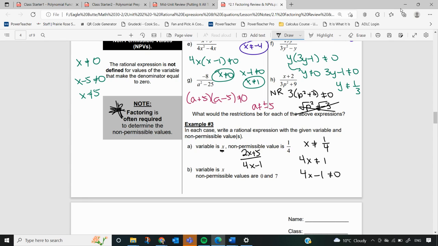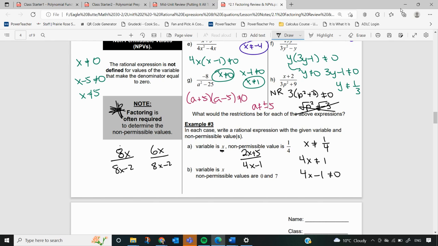You could even have something like this: 8x all over 8x minus 2, or 6x over 8x minus 2. If I were to simplify that down, I would still have 4x minus 1 in the denominator, so this would work. For the last one here, it says non-permissible values are 0 and 7.